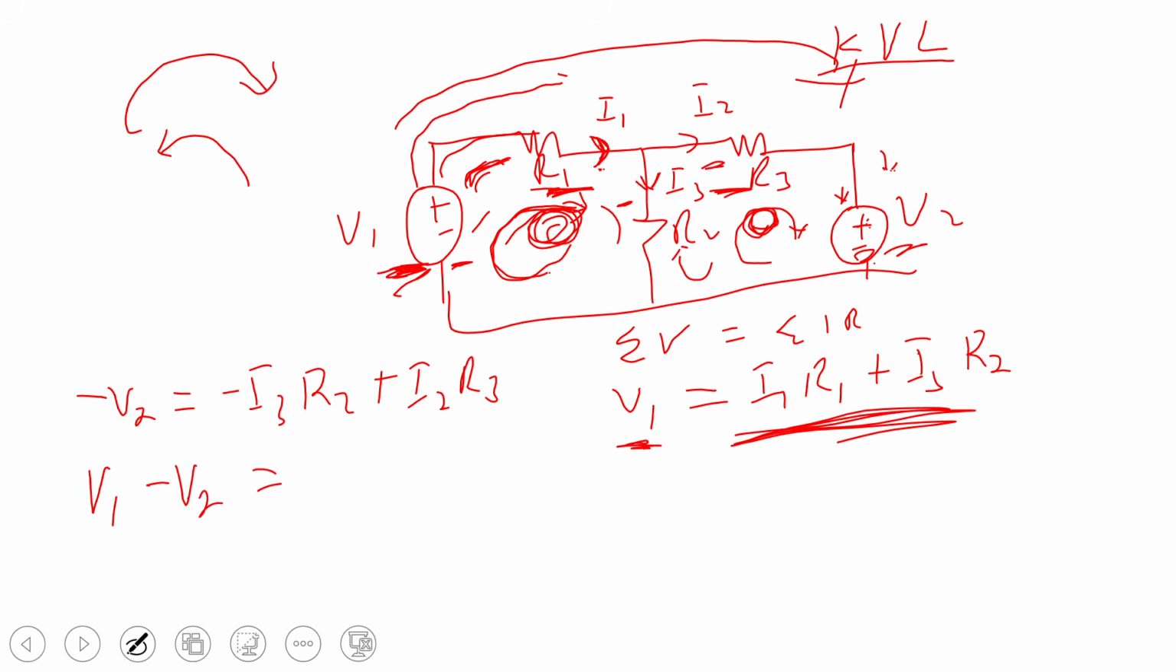Then it's equal to, then here I'm following the arrow direction. So I'll say I1, R1. And here I'm also following the arrow direction. So I'll say I2, R3. So basically, this is how we use the Kirchhoff voltage law.